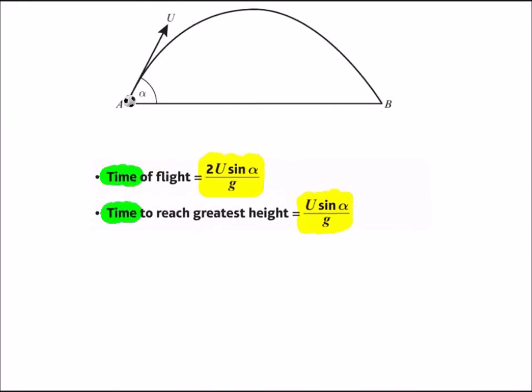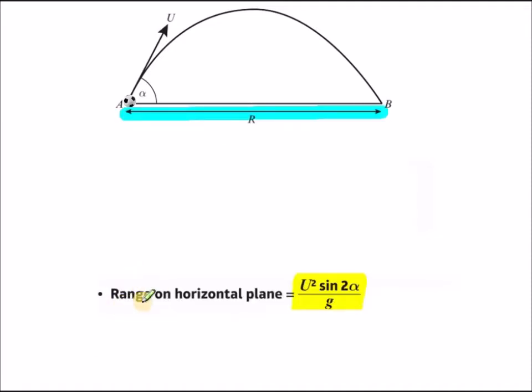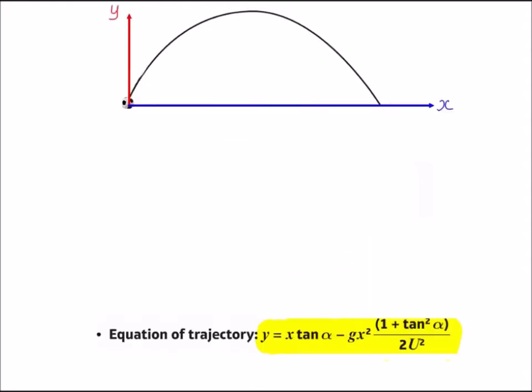So the first two have something to do with time. The time of flight is the time taken from here along the path to here, and if you halve that time, you'll get the time taken to reach the maximum height here. And you can derive these using a combination of methods seen in the previous videos, including SUVAT formulae. Now the range is this distance horizontally given by this formula, and the equation of the n-shaped curve given in terms of x and y is here, the equation of the trajectory.